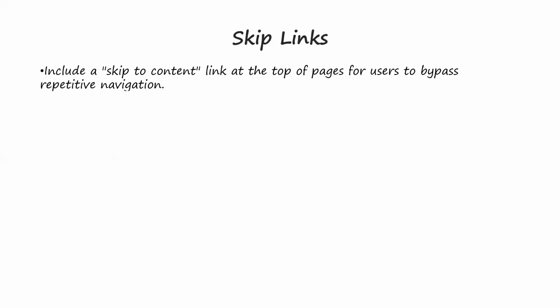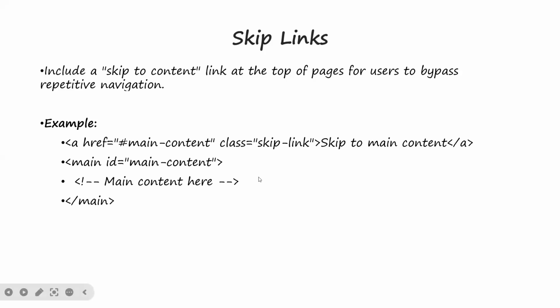Now, include a skip to content link at the top of pages for users to bypass repetitive navigation. Your navigation links are repetitive because they're always available on every page. A skip link is just a link that you put on top of your page and decorate so that assistive technologies know this is a skip link. Once they see it, they will click on it and go to the main content.